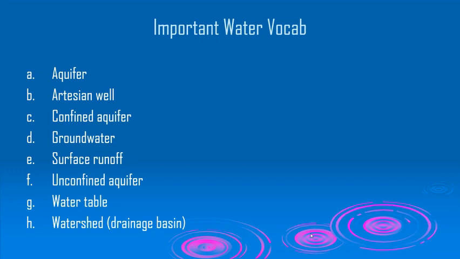Groundwater is where water's in the ground just generally. Surface runoff is when water doesn't infiltrate to the ground but runs along the surface. Unconfined aquifers are at the surface of the earth and they recharge directly. Water table is how high the water is in the ground, and then watershed is the whole drainage basin. And we'll be doing unit 4.6 on watersheds specifically.